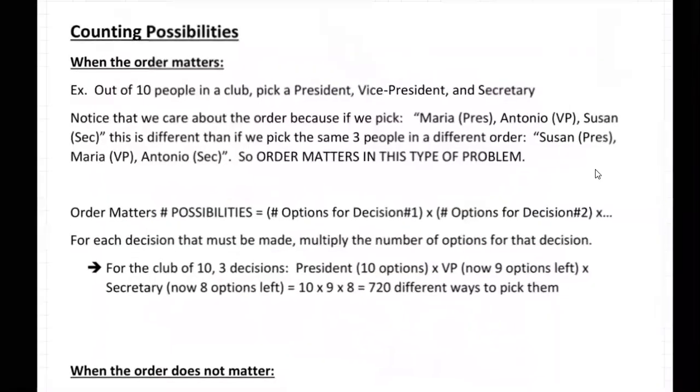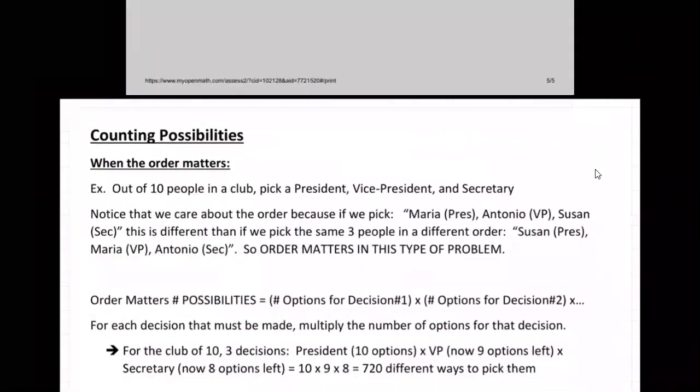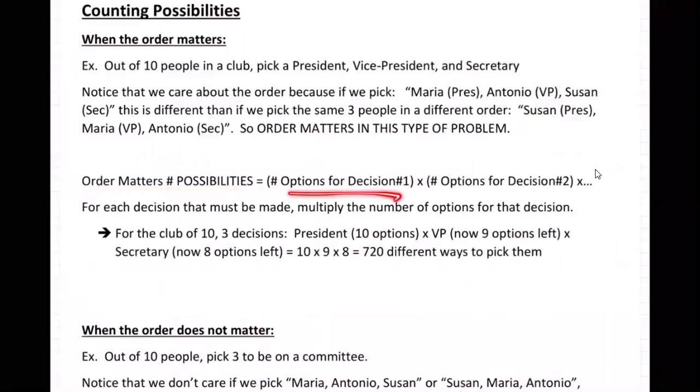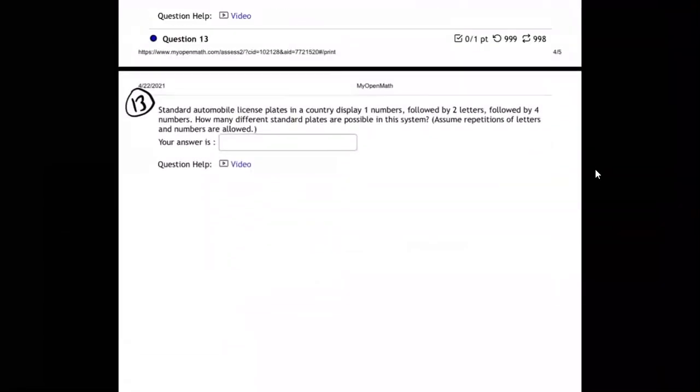Here it is. So in the notes, we are counting possibilities. Order matters, right? On a license plate, you can't change the order. When the order matters, the number of possibilities is the number of options for decision one times the number of options for decision two, etc. And you multiply these together. For each decision that must be made, multiply the number of options for that decision. So, okay, let's think about it.